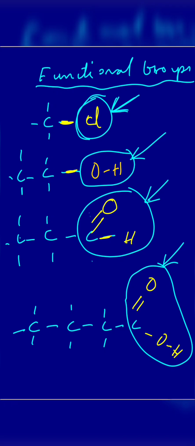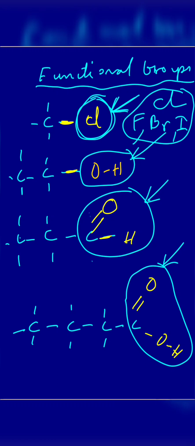This functional group is called halide. Cl is chloride, then F is fluoride, Br is bromide, I is iodide. So all these are halides. So in place of that, it can be F, it can be Br, it can be I. So it is called halide. Chloride, fluoride, bromide, iodide. What about this one?